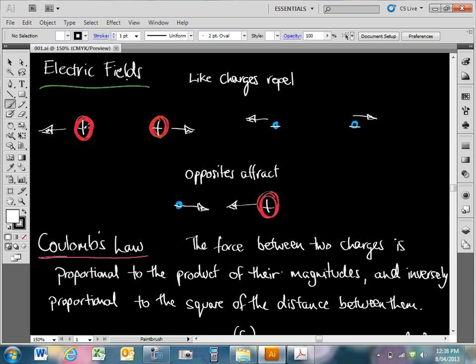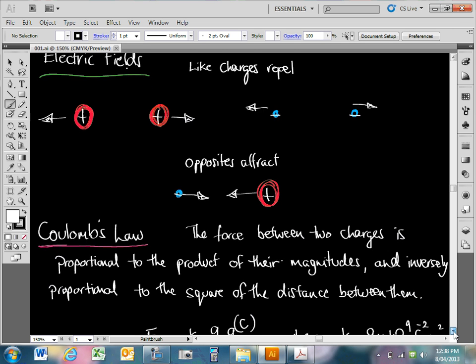They experience a force which is equal in magnitude and opposite in direction. Same with two electrons with their negative charge. They're going to be repelling each other, of course. Opposites: if I bring a proton and an electron near each other, they will attract each other. Once again, though, the size of the force is equal in magnitude, opposite in direction.